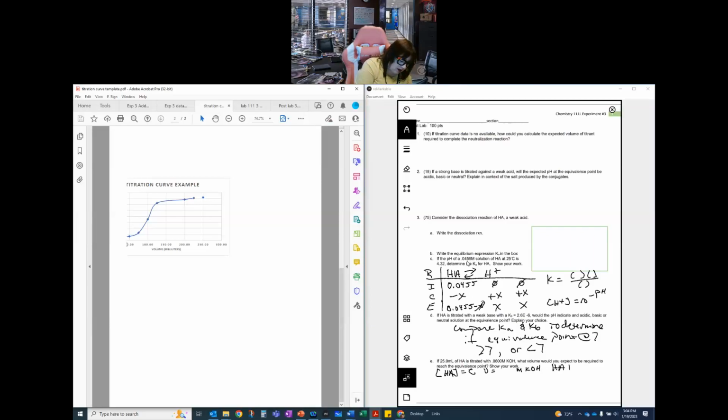So HA plus KOH should give you some products, one of which is H2O, because that always happens when we do a neutralization. And the other thing is whatever's left over, which would then be the KA salt. Okay? So that's the salt that we make as well. So based on the stoichiometry of that, you should be able to tell me what the volume of the KOH is based on the information that you've been given.